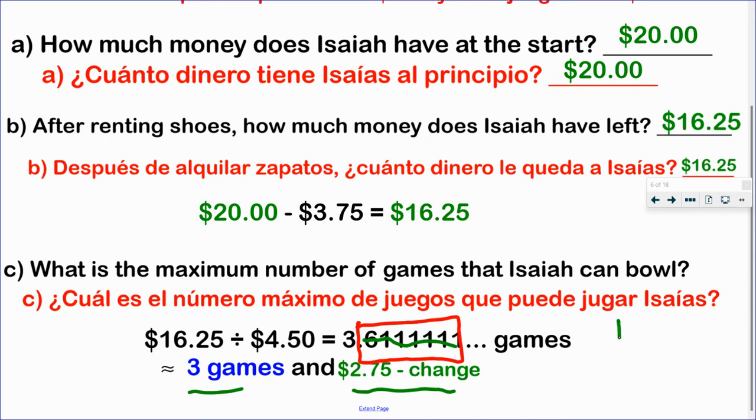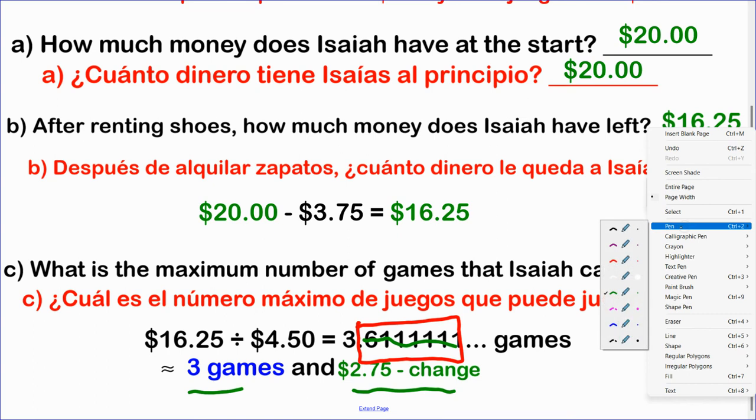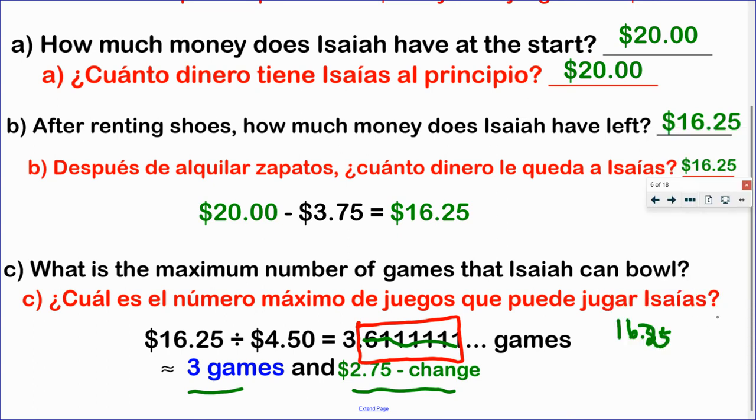Or you could take $16.25 and let him buy one game at a time. So games over here, one game will cost $4.50, and subtract it and see what that amount is, and buy another game, subtract it from that amount, and see what he has, how many games he can buy, and what's left over. So that's another way of looking at it.